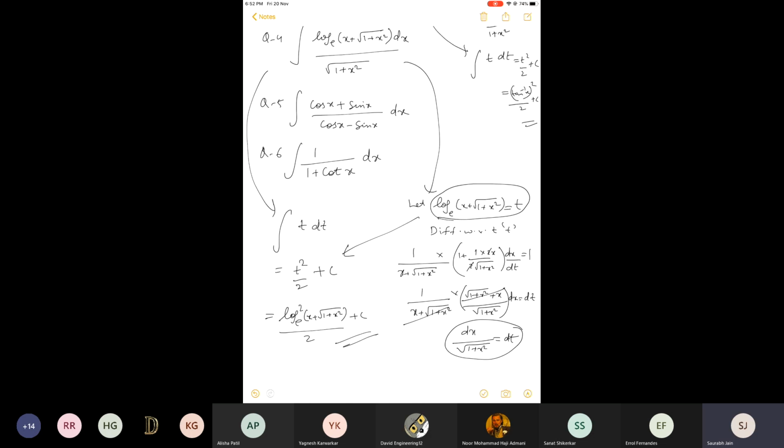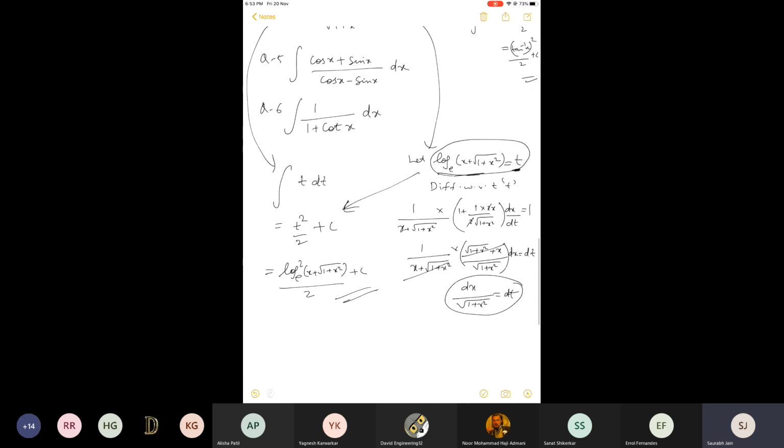I hope you have understood. So basically what we are doing in all these questions, we are assuming something as t, rest is changing into dt with some terms of t as well. Finally, after changing everything in terms of t, we are integrating by the help of formulae studied yesterday. And then once we integrate, we put the value of t back in the question and then you will get the final answer.